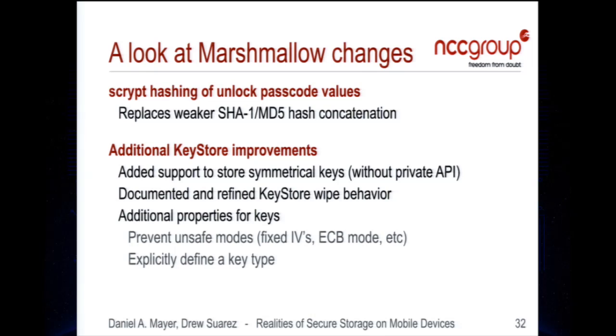So very quickly, we'll look at some changes that Marshmallow has brought out. As I mentioned, scrypt was introduced in 4.4 for the passcode, but now we have scrypt hashing the unlocked passcode values that are stored in memory. And this replaces the weaker SHA-1 MD5 hash concatenation that they used to use. And as I mentioned, with the additional key store improvements, we can store symmetric keys now, and we have additional properties for keys. So you can actually say you can't use ECB, you cannot have a fixed IV. There are certain metadata parameters that you can enforce now with the key types.